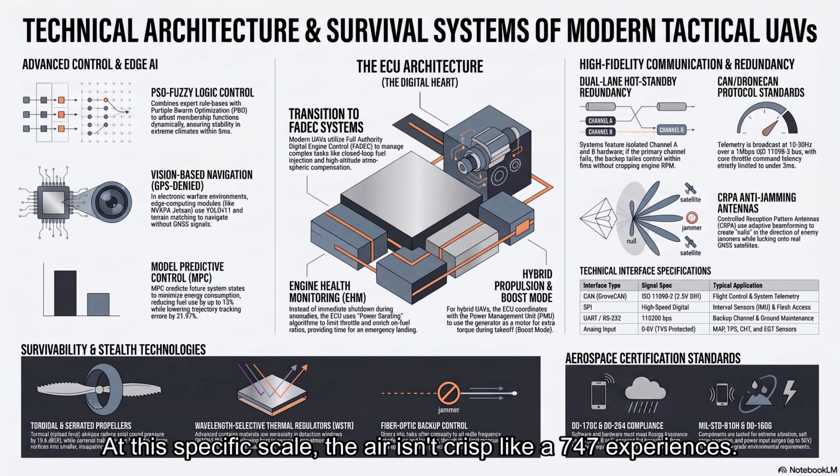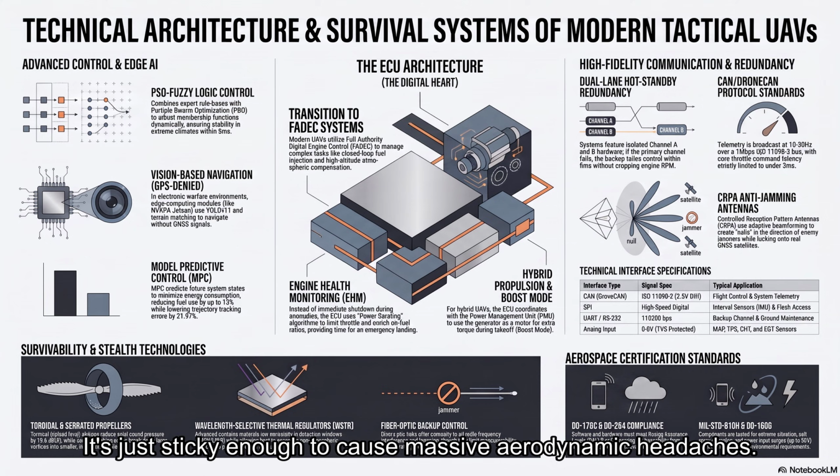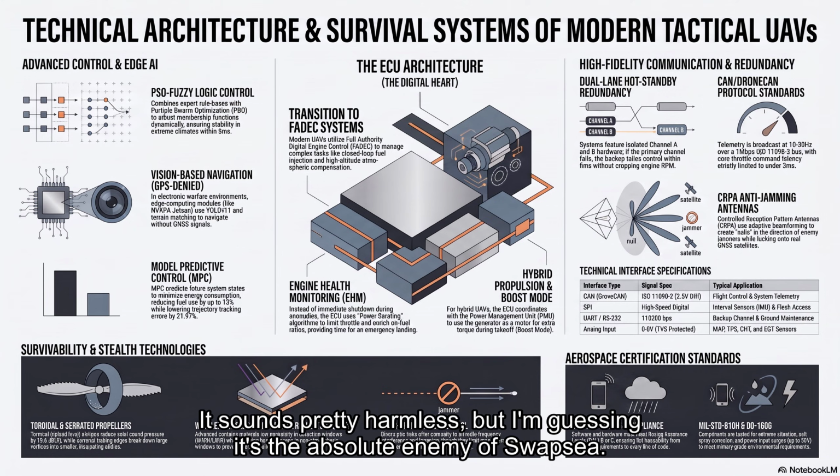At this specific scale, the air isn't crisp like a 747 experiences, but it's not thick syrup either. It's just sticky enough to cause massive aerodynamic headaches. And the most notorious of these is the laminar separation bubble. Laminar separation bubble. It sounds pretty harmless, but I'm guessing it's the absolute enemy of SWaP-C.